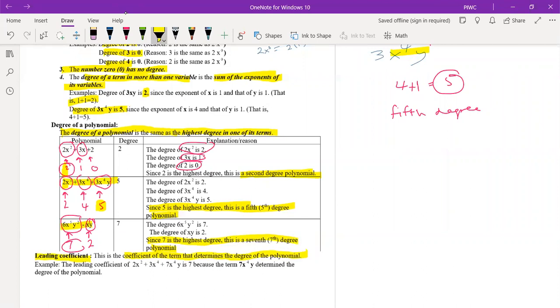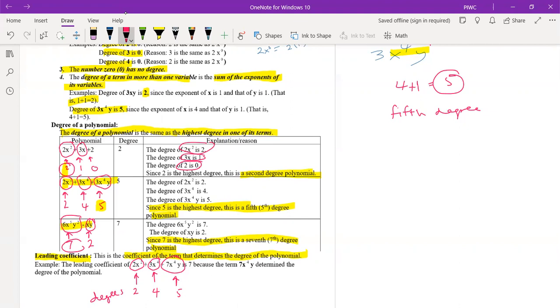Okay, so we're going to determine the degree. So let's try that here. The degree of the first one, 2x squared, is 2, right? The degree for this one is 4. The degree for 7x to the power 4y is 4 plus 1, so this is a 5th degree. Okay, so these are the degrees for each term.